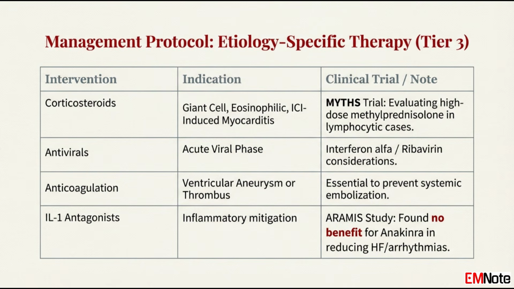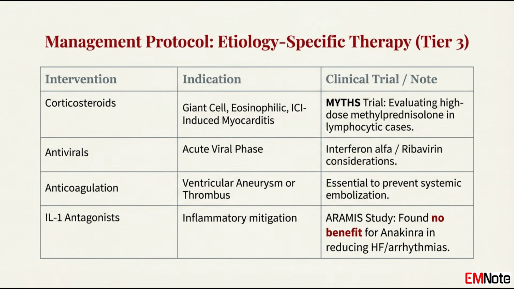Tier 3. This is etiology specific. This is where that biopsy really pays off. When are corticosteroids vital? For giant cell myocarditis, eosinophilic myocarditis, and immune checkpoint inhibitor-induced myocarditis. But for the most common form, lymphocytic? No, that's actually under evaluation right now in the METHES trial. They're testing high-dose methylprednisolone. But until that data comes out, it is not the standard of care.